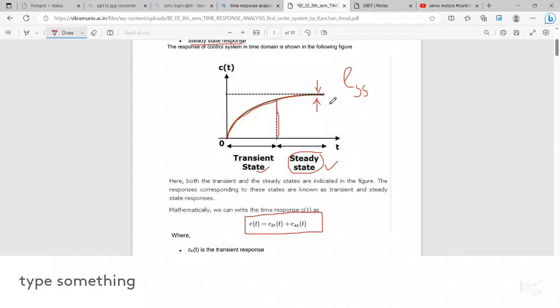ESS is different for different test inputs. We can see those details in the next video.